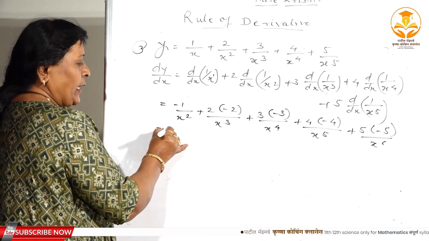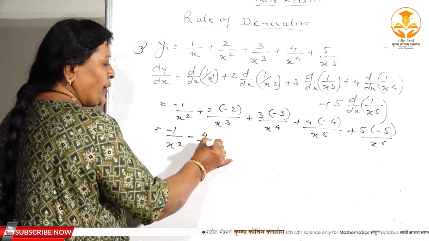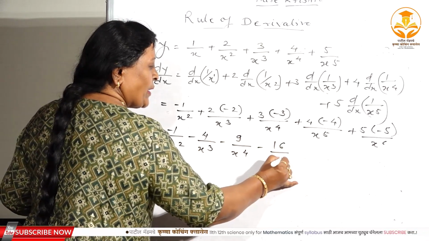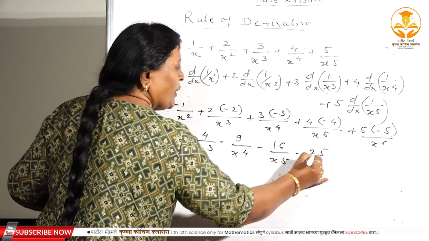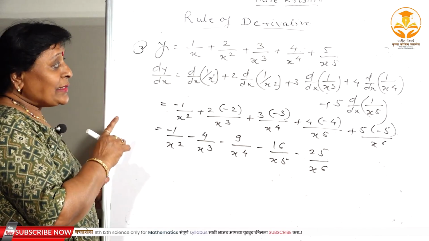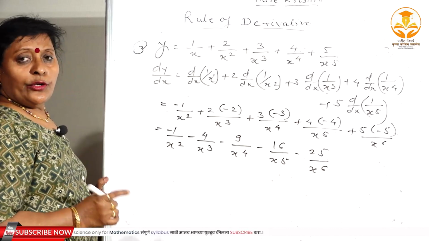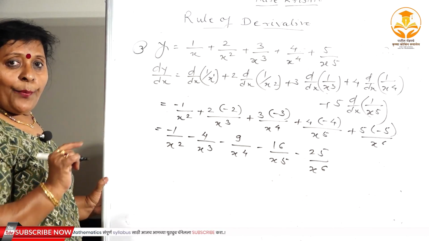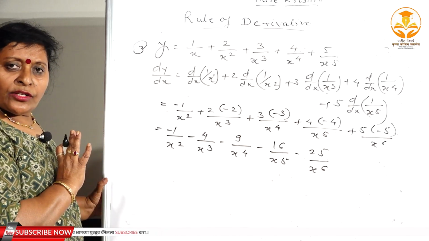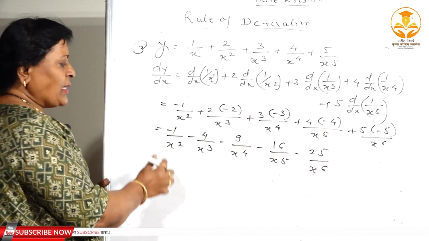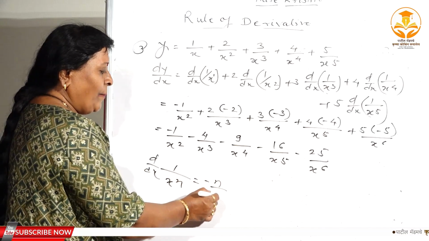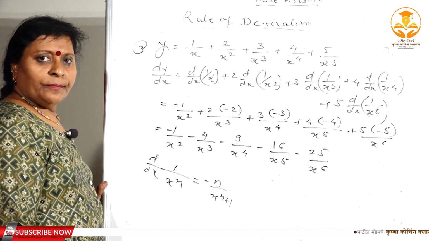Now simplify the function. Here minus 1 upon x square, here minus 4 divided by x cube, minus 9 divided by x to the power 4, minus 16 divided by x to the power 5, and minus 25 divided by x to the power 6. Right? In this way, if the power is in the denominator, then you have to use the formula for 1 upon x to the power n. Don't take it in the numerator. Remember strictly: do not take it to the numerator, and do not make it negative. Use this formula for 1 upon x to the power n, that is minus n divided by x to the power n plus 1. Okay, did you get it?